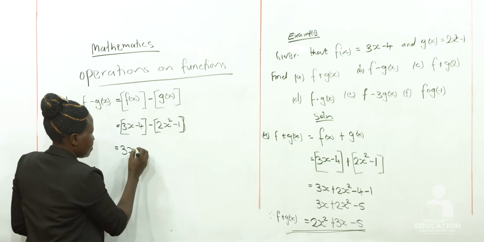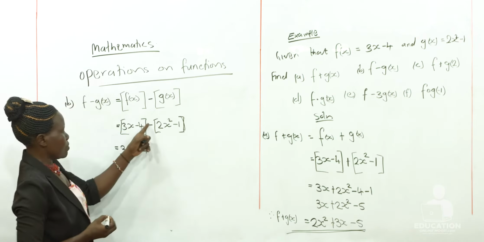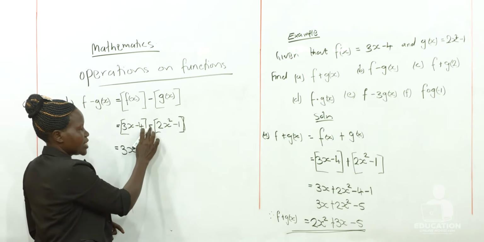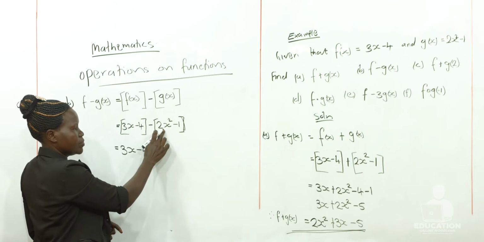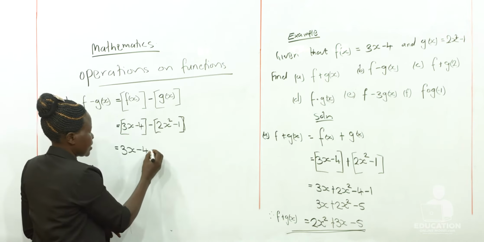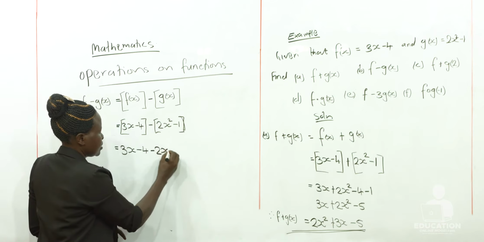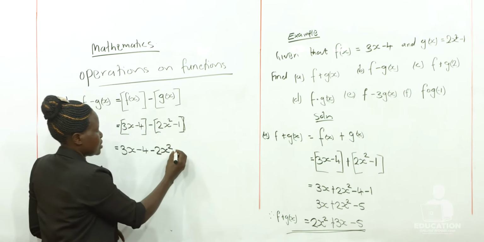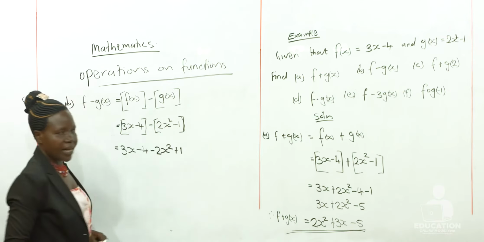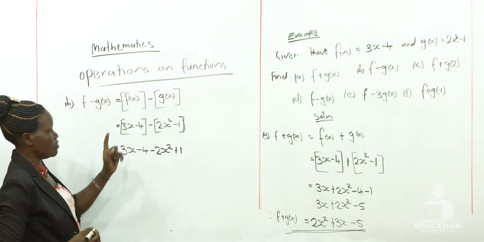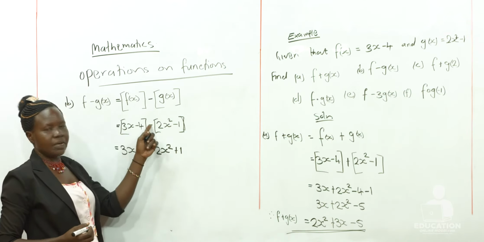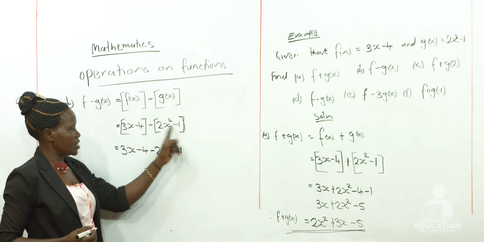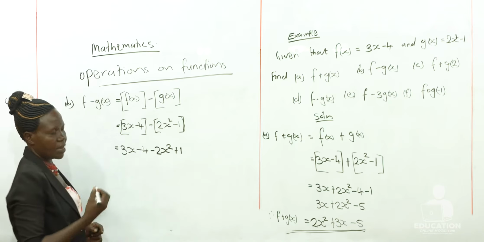So we shall have 3x minus 4. Now, for you to open this bracket, we use the sign here outside. So negative times a positive 2x squared will give us negative 2x squared. And then this negative times a negative will give us a positive. That's why I encourage you to use the bracket, because if the brackets are not there, you will easily mess up on how to get the sign here. You may continue with the negative when it is supposed to be a positive.